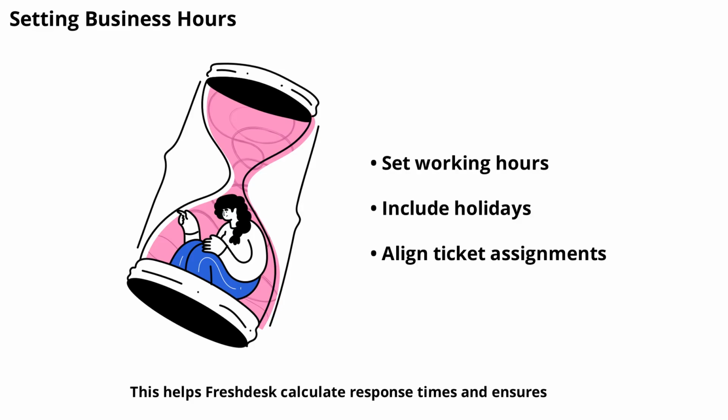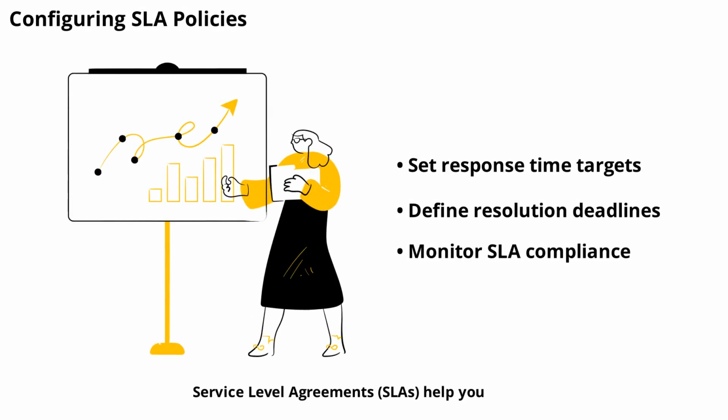This helps Freshdesk calculate response times and ensures tickets are assigned only when agents are available. Service Level Agreements, SLAs, help you define response and resolution times for tickets. In Admin, go to SLA Policies and set targets for first response and resolution based on ticket priority. This ensures your team meets customer expectations and helps you track performance against your goals.